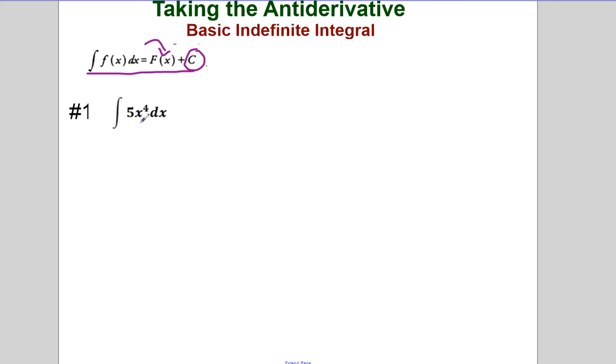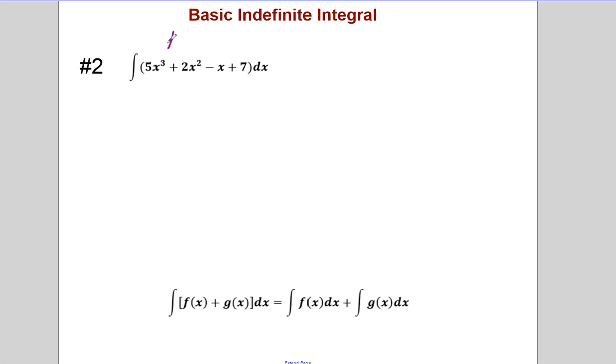Now let's go ahead and go backwards. We're going to add 1 to here, and we're going to divide by 5. Okay, so that's going to be 5, 5. So basically our answer is going to be x to the 5th plus c. Pretty straightforward. We're just going backwards from our derivative. It's an antiderivative. So here we have a polynomial, and the beauty of this is that we have this rule.